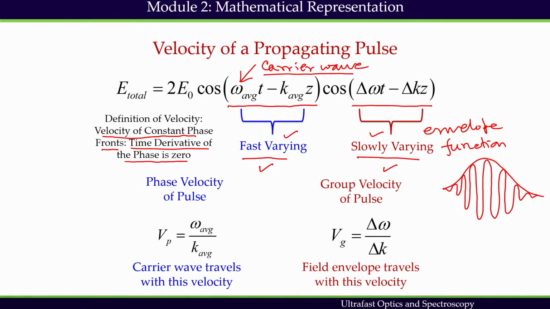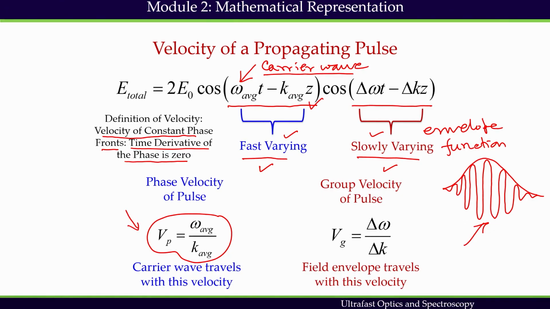The carrier wave, the fast varying component of a pulse, travels with the phase velocity. So the phase velocity is associated with this carrier wave, which is defined by omega average by k average. We get this expression by taking the time derivative of this function.